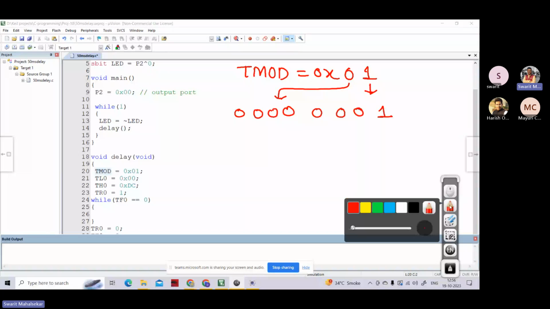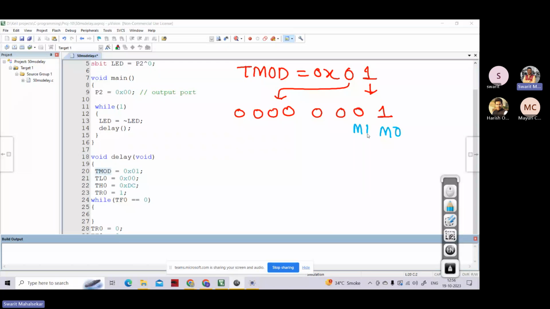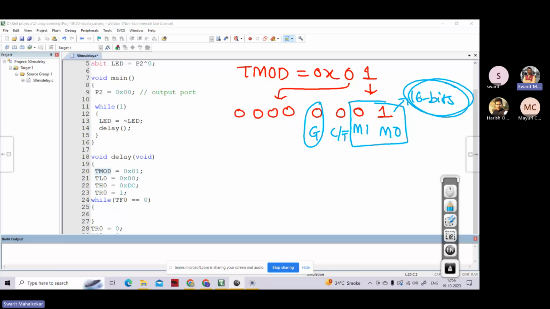Now if you could remember, we had M0, we had M1, we have CT bar, right? And we had gate. As I have mentioned, gate would be 0, right? And since we are using mode 1, that's why I had written 0, 1. Mode 1 means we are talking about 16 bits, right? We are going to use all the 16 bits of timer 0.